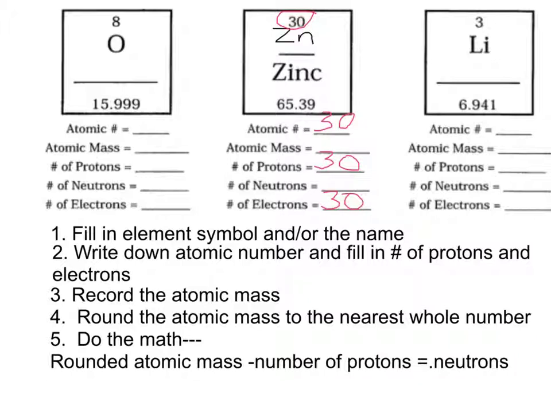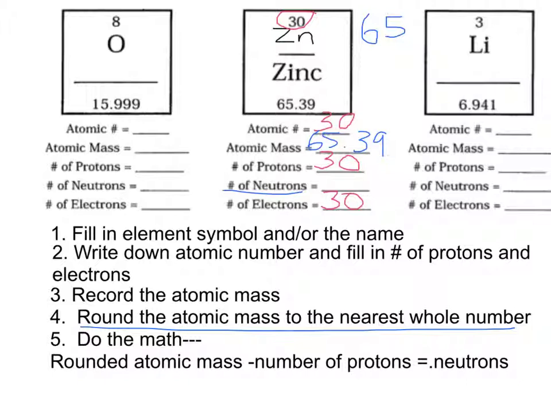If the space is blank, the next thing you're going to do is record the atomic mass. So for zinc it would be 65.39. Then the last thing I need to do is find the number of neutrons. You'll remember that to do that I need to first round the atomic mass to the nearest whole number. So for zinc that would be 65. So I've rounded that off.